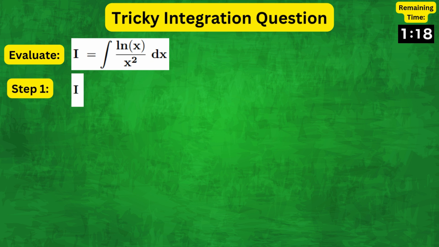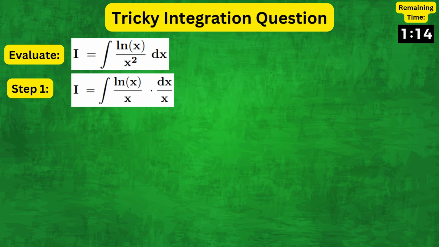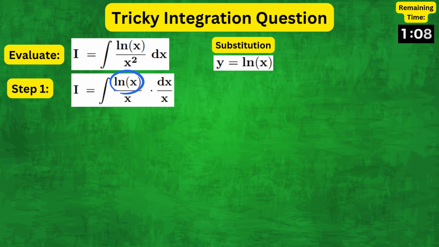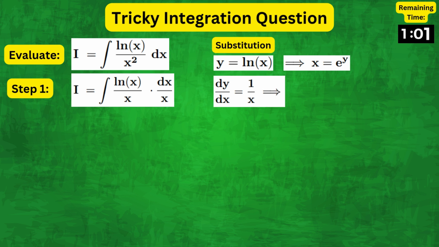As a first step, we will rewrite this integral as natural log of x over x times dx over x, and we will see why in a minute. Then we can use the substitution y equals natural log of x, and therefore x equals e to the y. Now differentiating with respect to x, we get dy by dx equals 1 over x, and therefore dy equals dx over x.